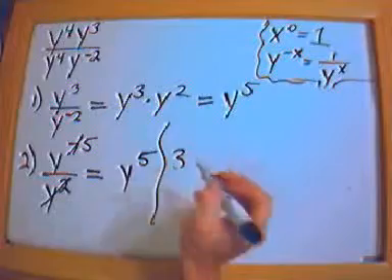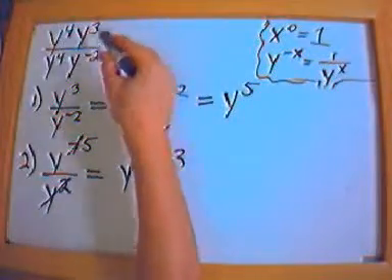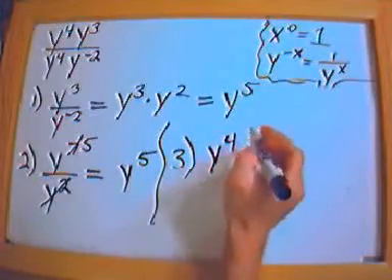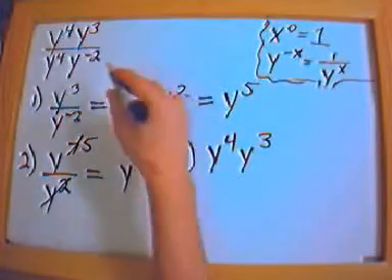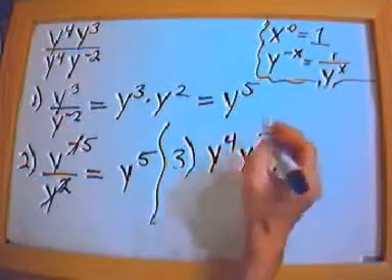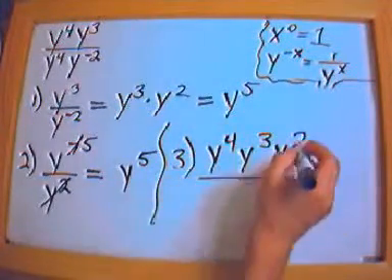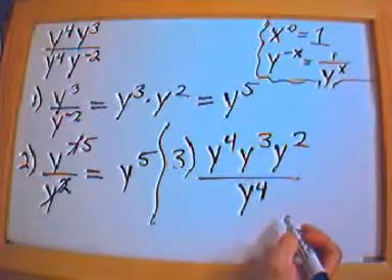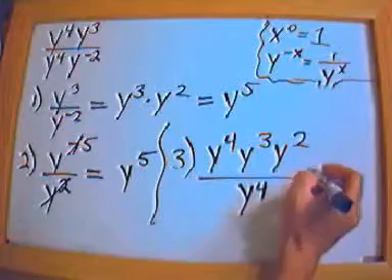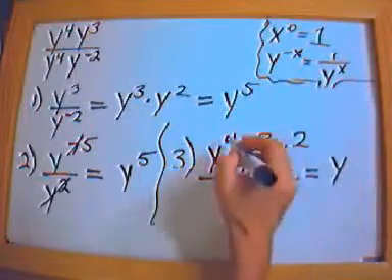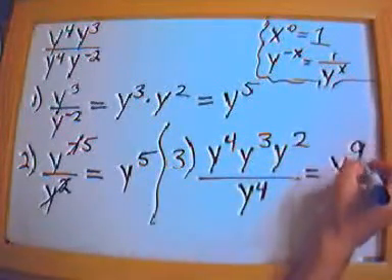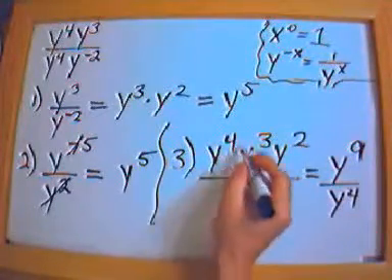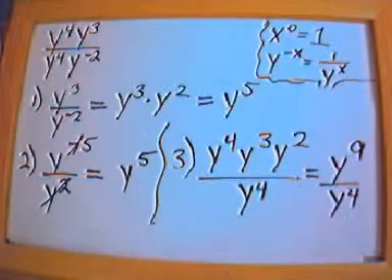And then the third way is to move the y to the negative 2 upstairs first. So let's say I do that. I've got y to the 4th times y to the 3rd, and I can move it upstairs, so that's going to be y squared, positive 2. I moved it upstairs, over y to the 4th. Okay? And let's say I simplify this. 4 plus 3 is 7. 7 plus 2 is 9. Y to the 9th over y to the 4th. As I added these up, it gives me y to the 9th on top, y to the 4th on the bottom.